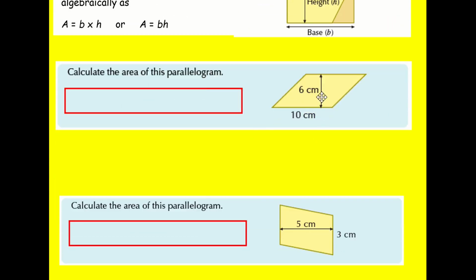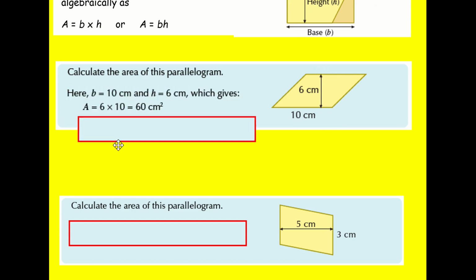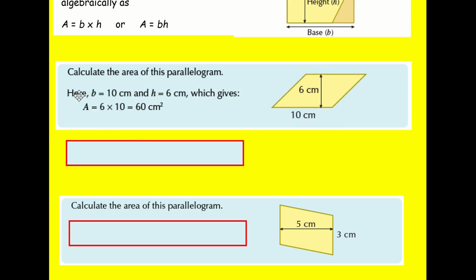So how can we calculate the area of this parallelogram? Well, what we can write down is that the base is equal to 10, the height is equal to 6, and we can multiply them to give us A equals 6 times 10, or 10 times 6, which gives us 60 centimeters squared. Really important to put that unit of measurement in, so please make a note of that.